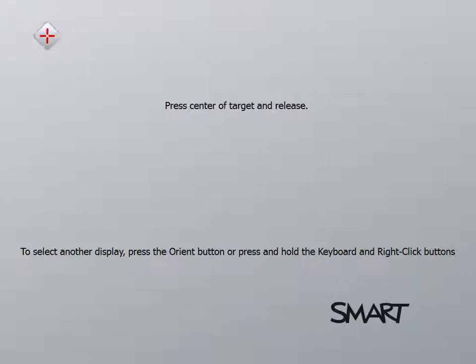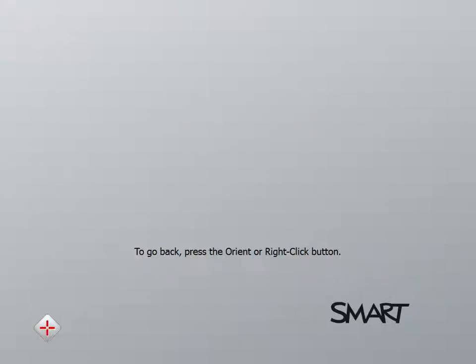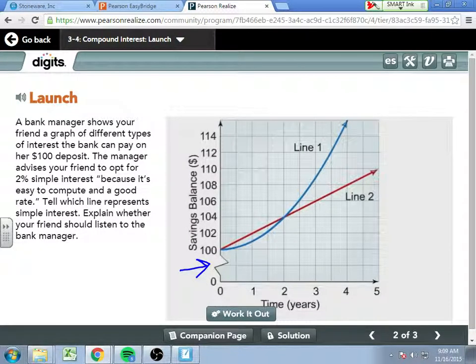Which of those do you think would be simple interest, and which do you think would be compound? So go ahead and notate on your paper right now. And we should be able to figure it out. Who thinks they know? Cassidy? I think 100 is simple interest. What do you mean, the blue or the red line up here? Line 2. Line 2, the red line, the straight line? Yeah, and then line 1 is compound interest.